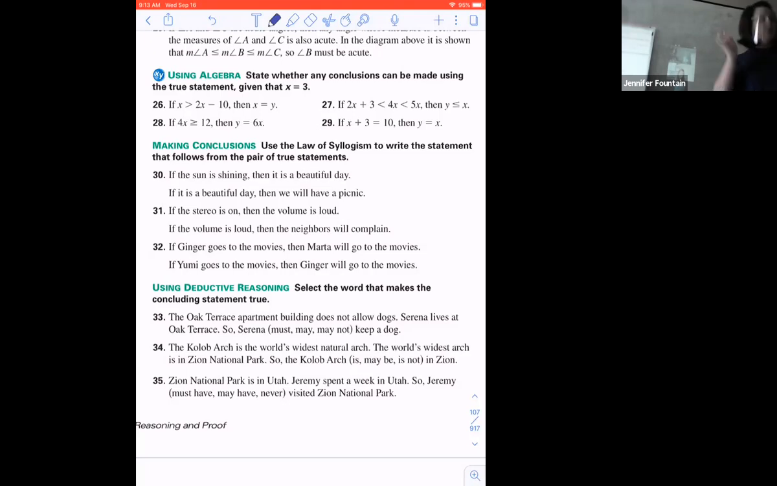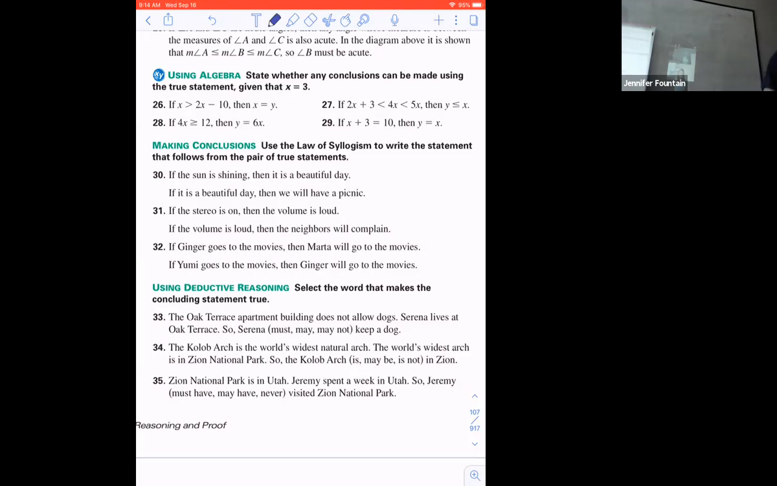If the sun is shining, we're going to have a picnic. All right, 32. If Ginger goes to the movies, then Marta will go to the movies. If Yummy goes to the movies, then Ginger will go to the movies. What can we conclude here? Yummy goes to the movies, and, well, we have to leave Ginger out of it because of syllogism, so it would just be if Yummy goes to the movies, then Marta will go to the movies.